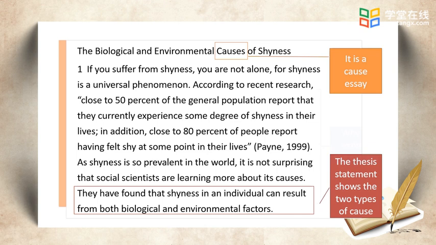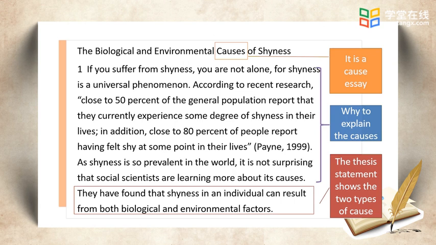Then, question 3 is about the sentences before the thesis statement. It's not difficult to find out that this part talks about 2 things. The first is shyness as a universal phenomenon, a very common one. The second is scientists' interest in analyzing the causes. The prevalence of shyness is a reason why it needs to be talked about. Here the author establishes the importance of this topic and touches upon the causes at the same time.